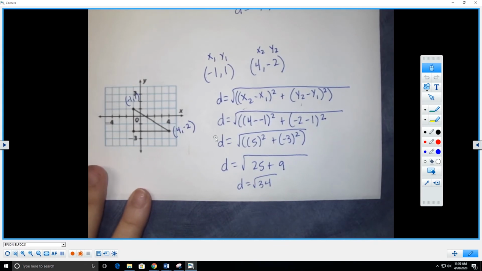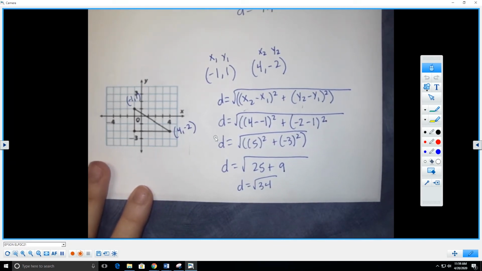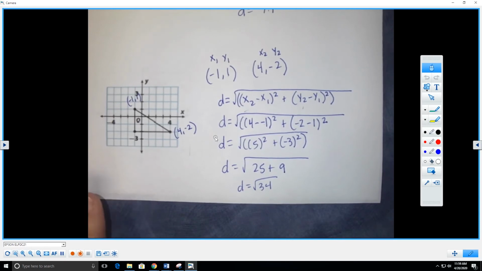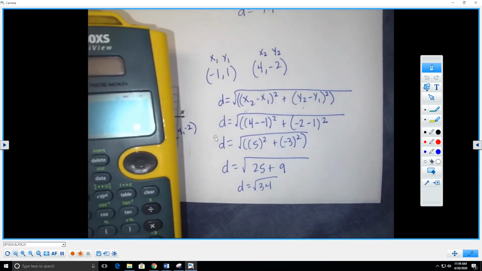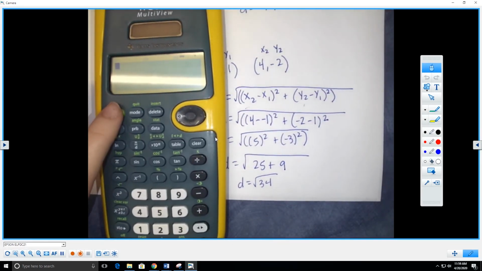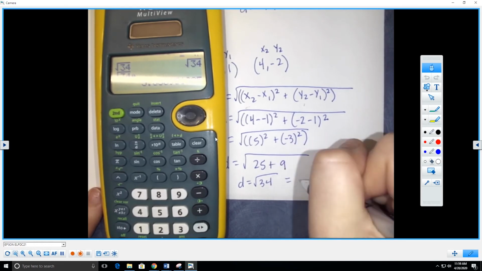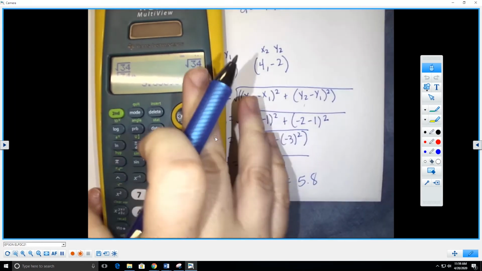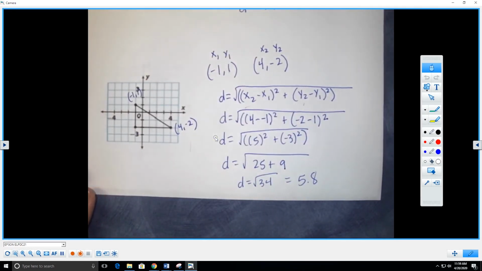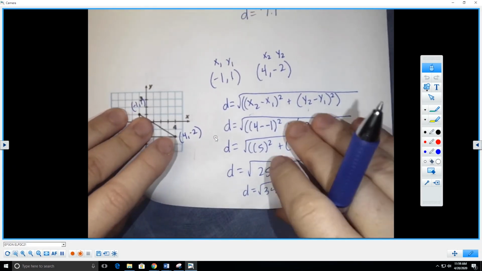Now use your calculator or calculator app to help you get the approximation, rounded to the nearest tenth. So I'm going to do square root of 34 and I get 5.8 units. Great work. Let's practice one more.